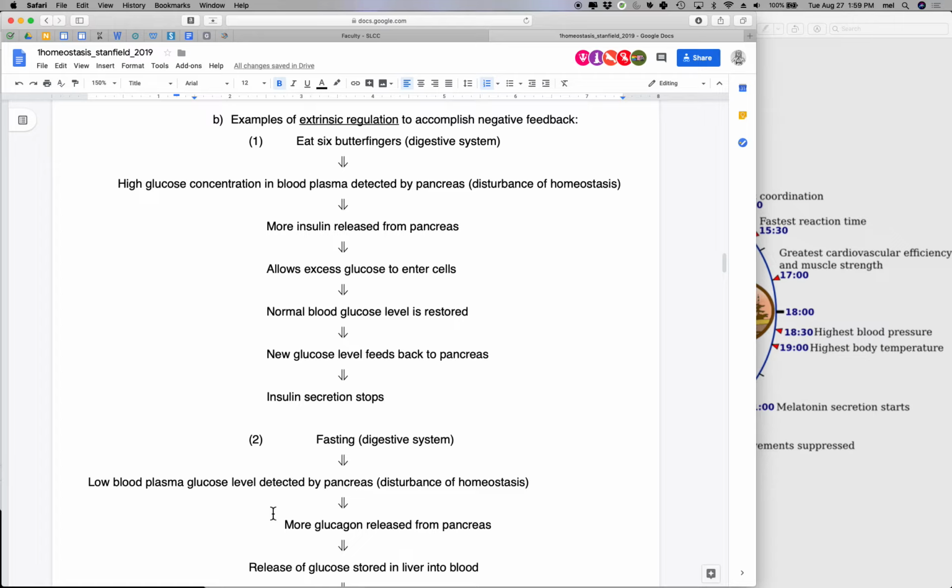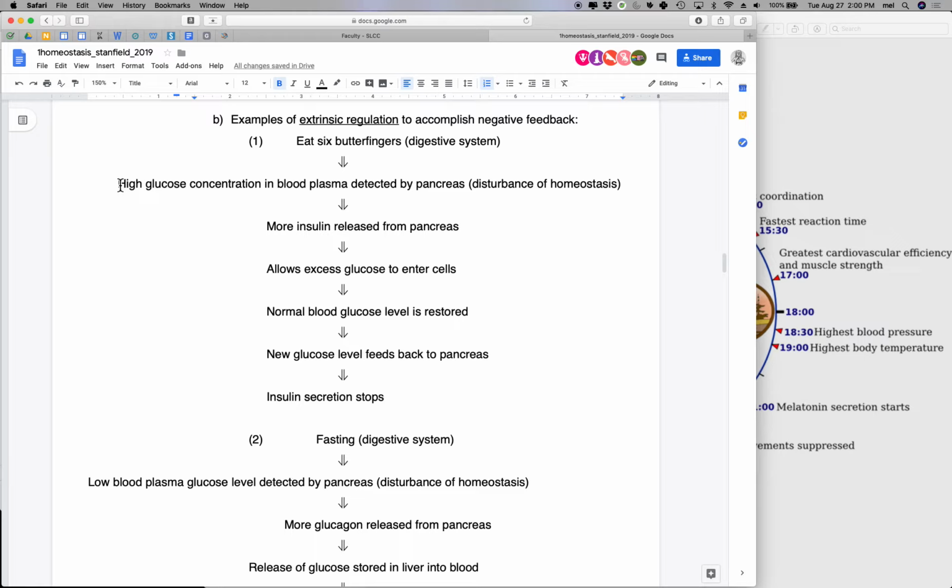So you eat 6 Butterfingers, and it was the digestive system that caused the disturbance of glucose. Can you poop it out fast enough to change your glucose concentration? No, you cannot, and you already absorbed it anyway. So you're going to have to call on another body system to help with the variable that you disturbed. The massively high glucose concentration is the disturbance of homeostasis. That's the variable that you're going to try to fix.